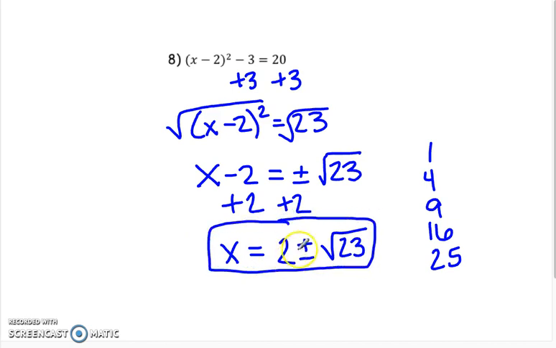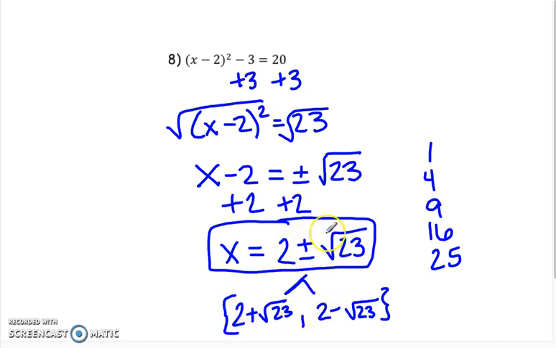Okay, so the solution is 2 plus the square root of 23 or 2 minus the square root of 23. Okay, so if you wanted to write that as two separate solutions, you would write that like this, and you can write this in the set notation as well. So there's a couple different ways to show your answer. Don't really worry about how you show your answer, just worry about how to get the right answer.